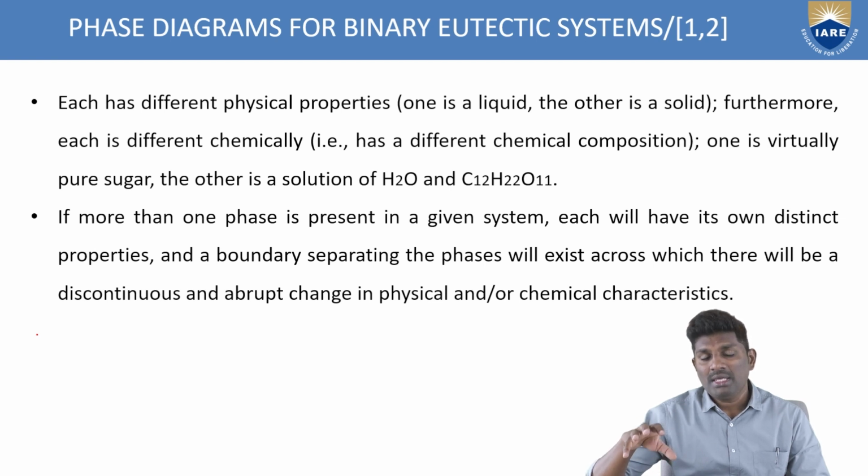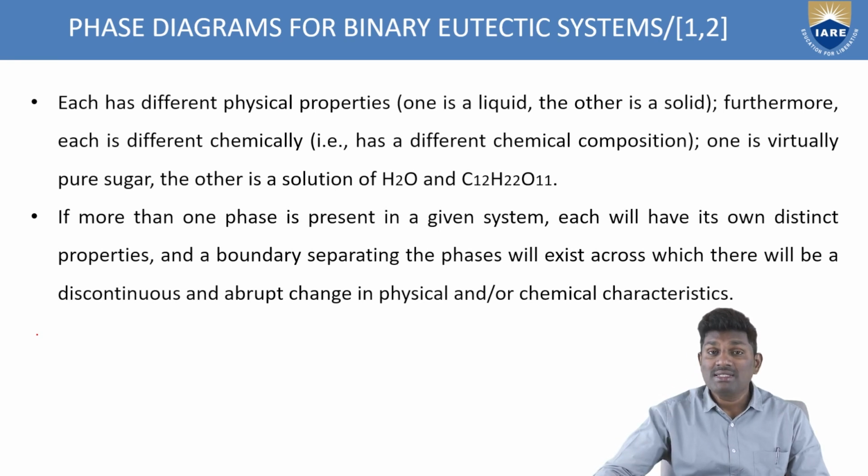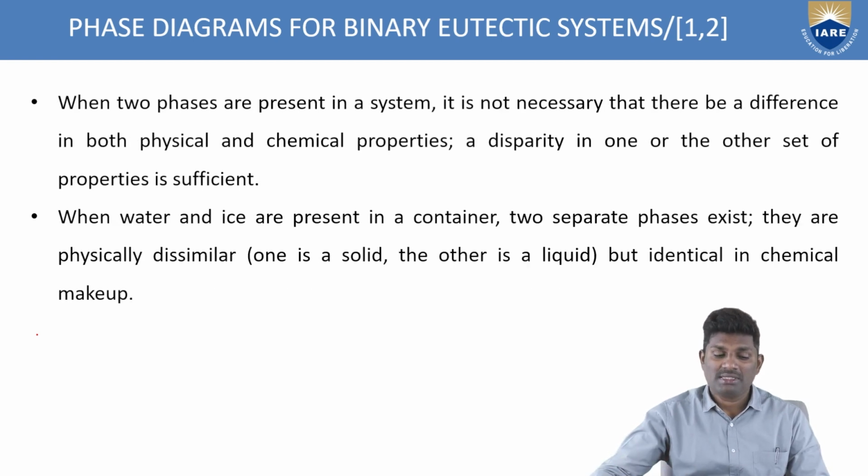Again, in a system which has two types of phases, these two phases have their own distinct properties, and a boundary separating these phases will exist, across which there will be discontinuous changes in the physical as well as the chemical characteristics. So when these two phases are present in the system, what is happening?